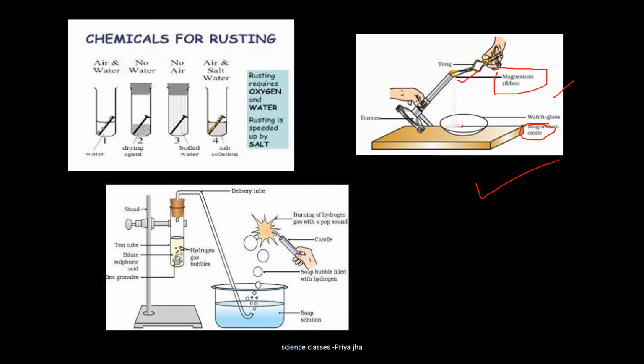Magnesium oxide is there. Now, the chemical reaction for rusting: we already discussed that rusting takes place in the presence of oxygen and water, meaning moisture and air. It's very important that for rusting there should be the presence of oxygen as well as water, only then will rusting take place. So here are some examples where air and water are present, no water, no air, and air and salt are present. Rusting will happen in the one with air and water, because for rusting, air and water are very important.